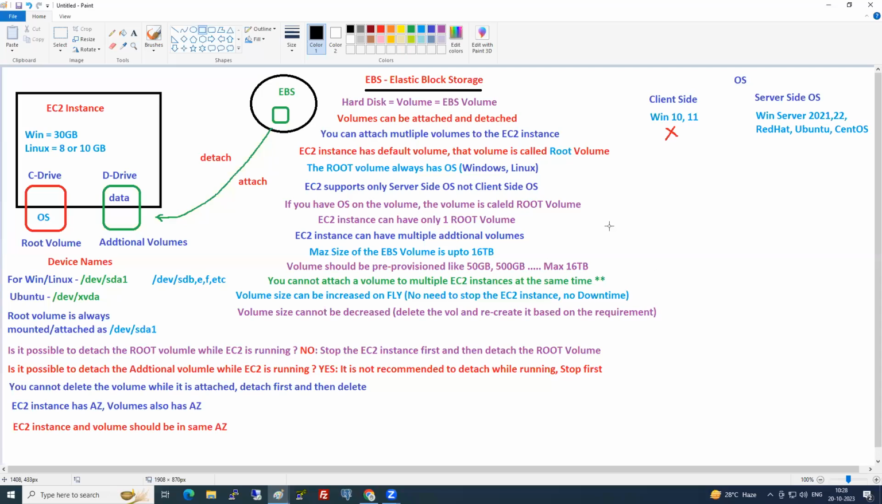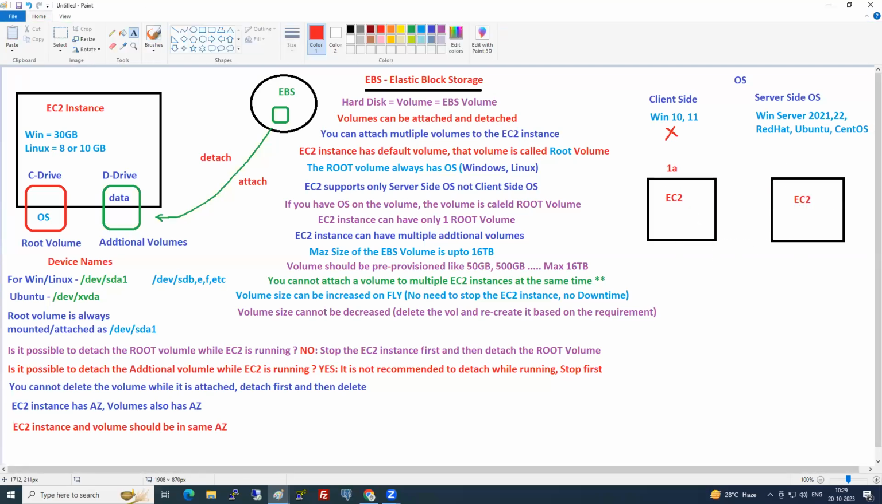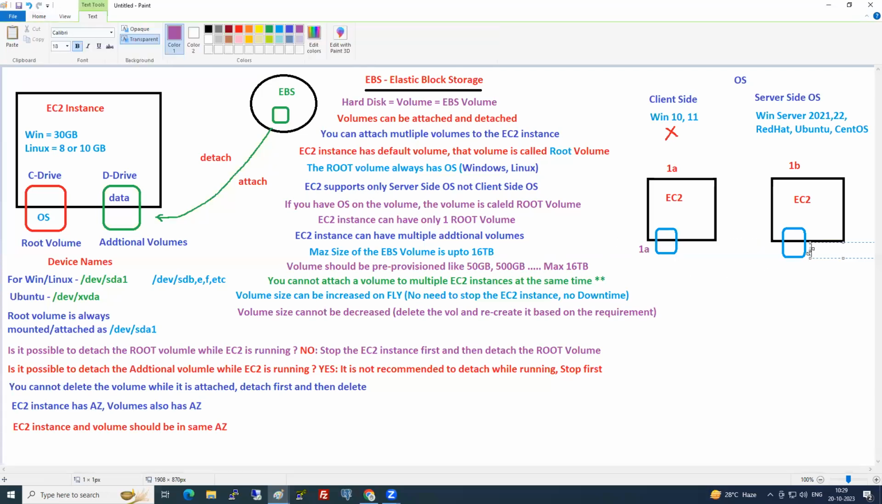Okay. So now, guys, I'm giving you one scenario. Listen to this carefully. See carefully what I'm drawing here. So here, this is the EC2 instance, and this EC2 instance is in 1A. And this other EC2 instance is in 1B. And does it have a volume or not? Definitely it will have a volume, the C drive. And this root volume is in the same availability zone. This is also in 1A and this is in 1B.